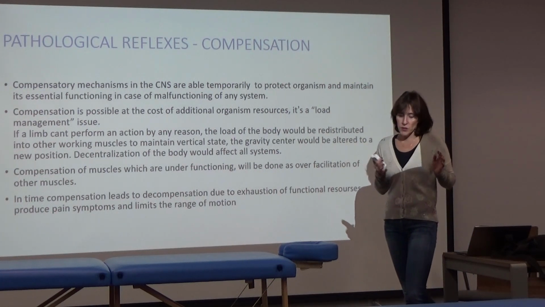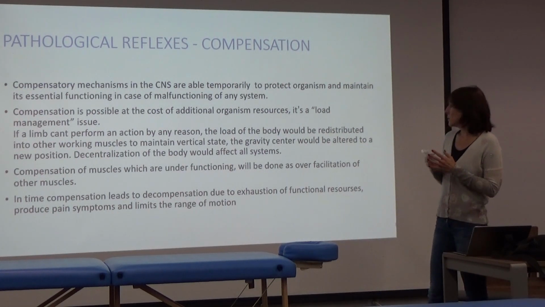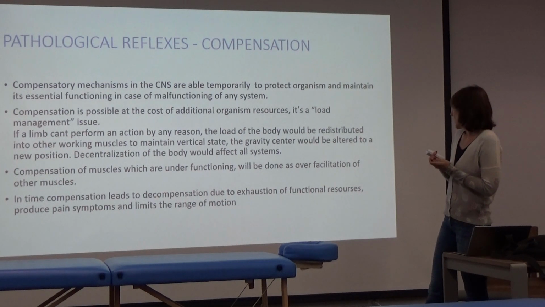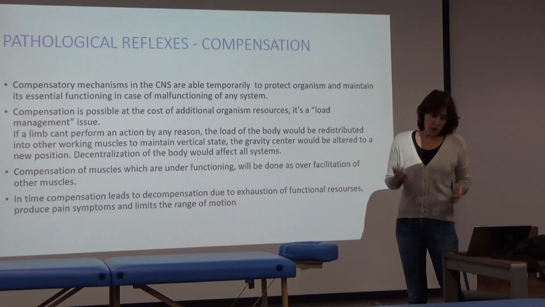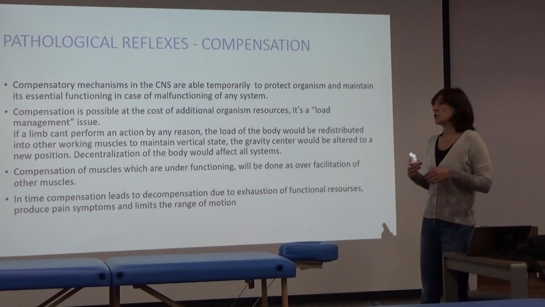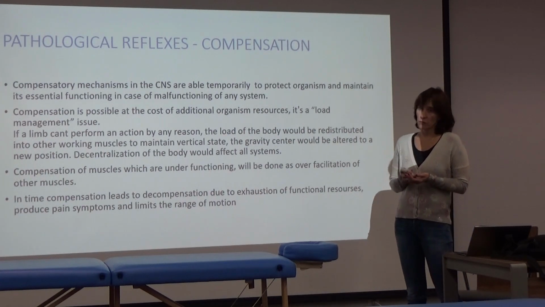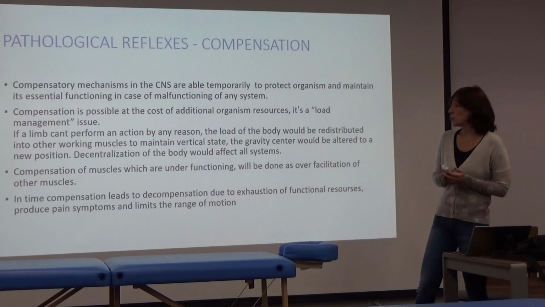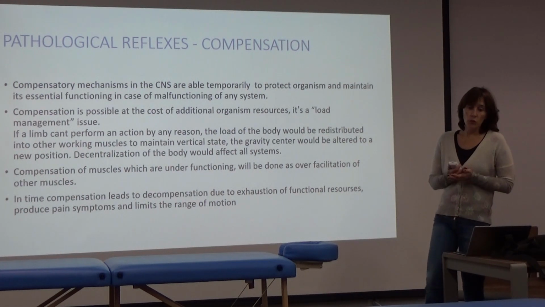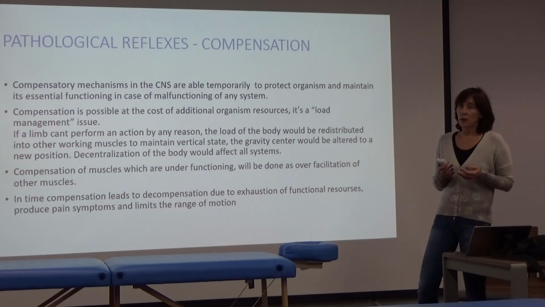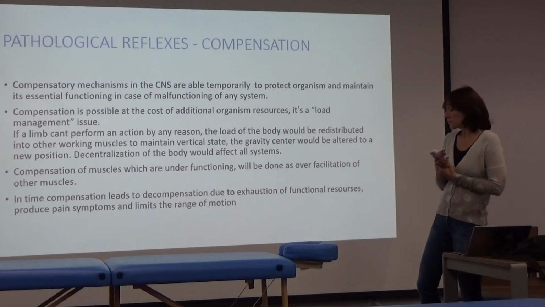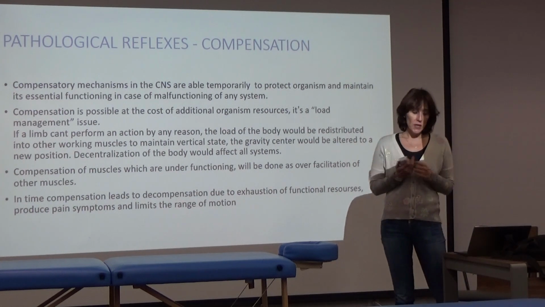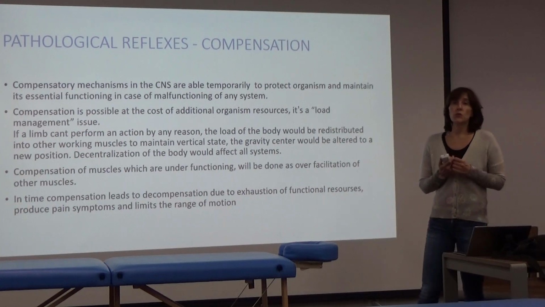And this decentralization would affect all systems. So when we compensate something which doesn't work, we compensate it with over-facilitation. For example, with muscles, if some muscles don't work, other muscles should work harder. And that, as we talked before, could cause many different dysfunctions. With time, compensation leads to decompensation.